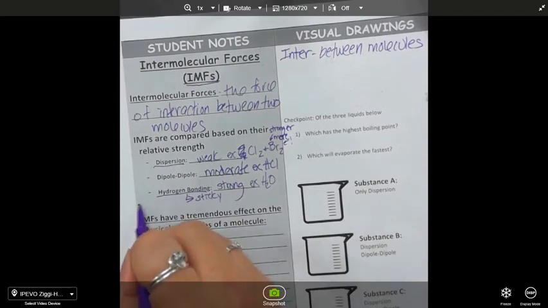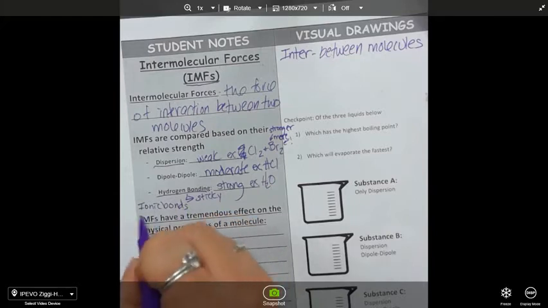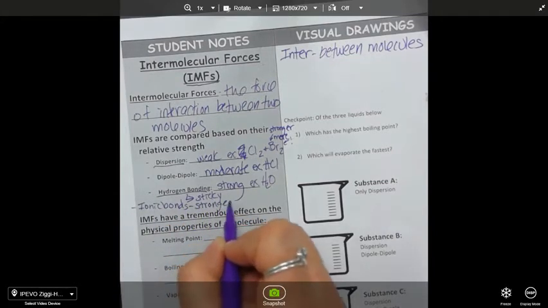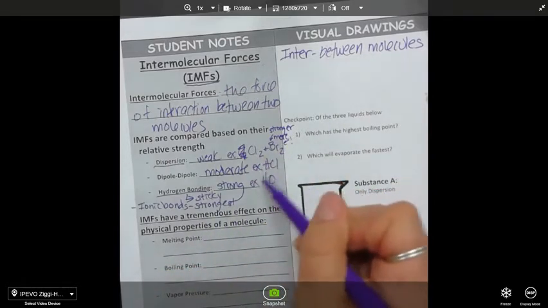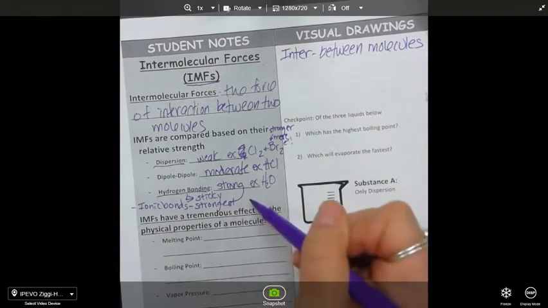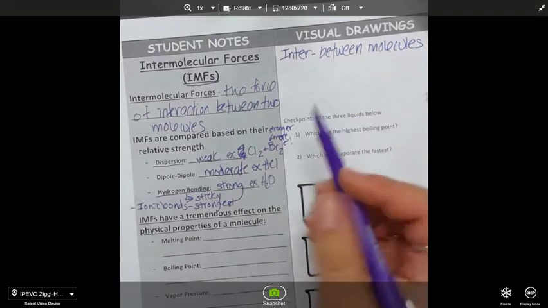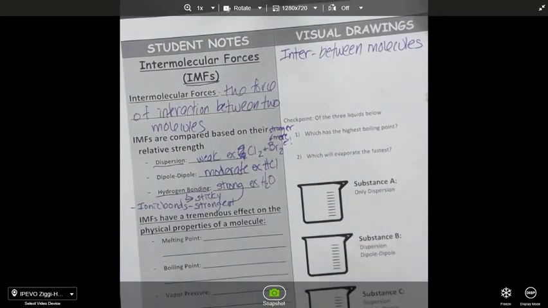Now, we have also talked about ionic bonds before, so you need to add this, ionic bonds, and these are the strongest, okay? Mostly because ionic bonds deal with metals and nonmetals, and opposites attract, so metals and nonmetals obviously have opposite charges, so these are going to be the strongest.